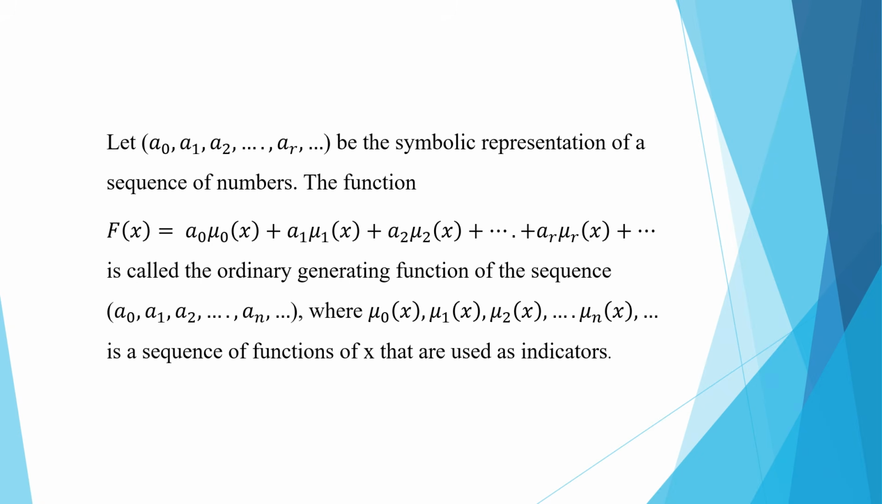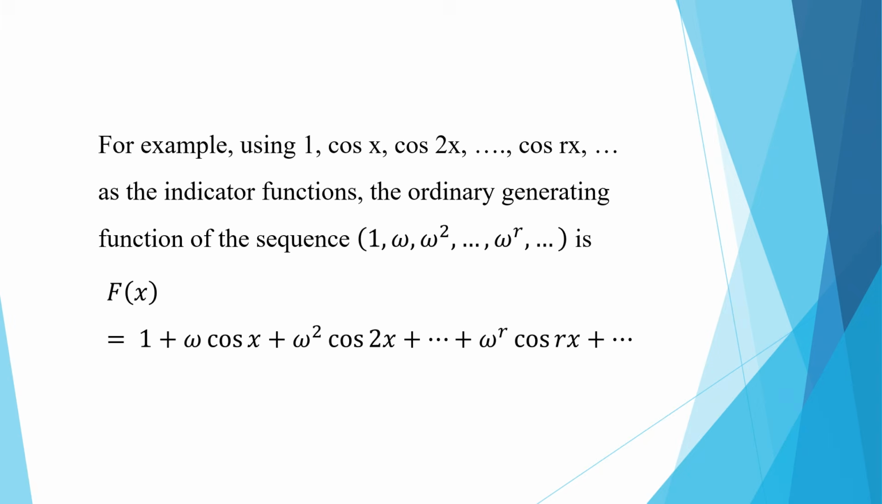Then the function of the form f of x is equal to a0 into mu naught of x plus a1 mu1 of x plus a2 mu2 of x plus etc. plus ar mu r of x plus etc. This is called the ordinary generating function of the sequence a0, a1, a2, etc., ar, where mu naught of x, mu1 of x, and so on, are the sequence of functions of x that are used as indicators.